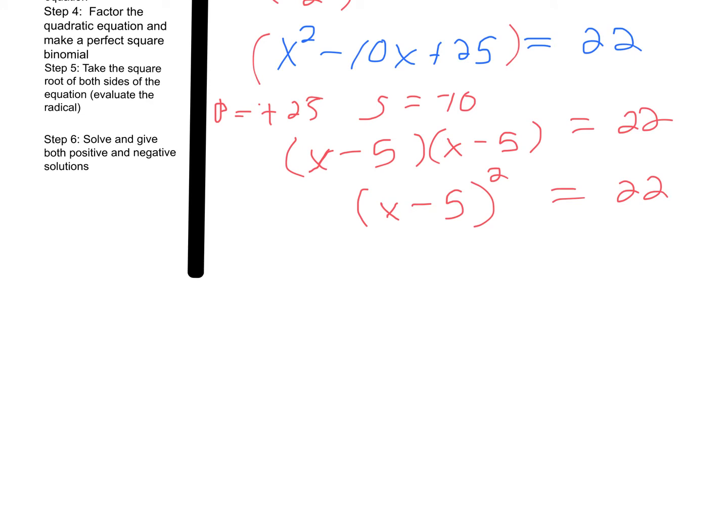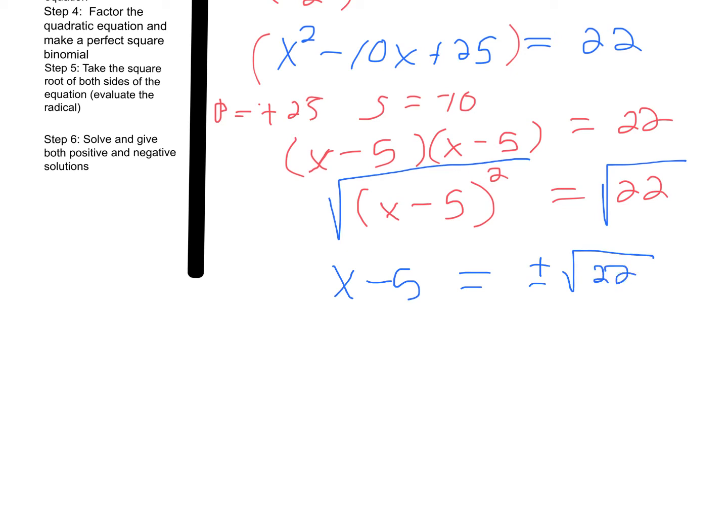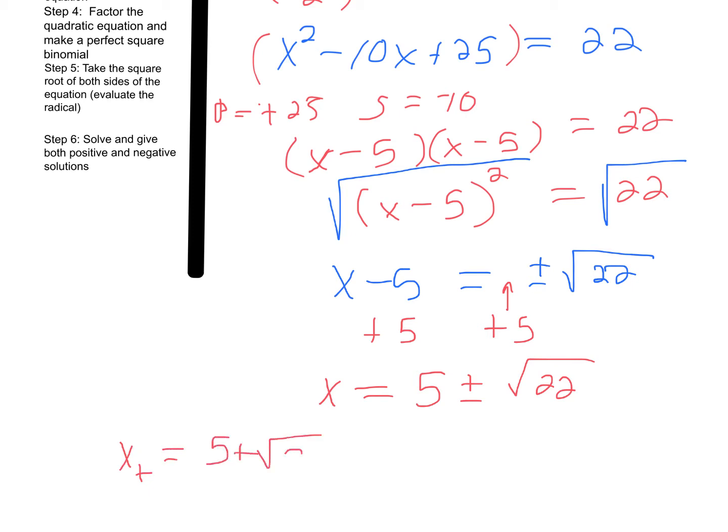Alright, now our next step, take the square root of both sides. So let's take the square root, like so. So x minus 5 equals plus or minus. Now we try to break down the radical, and there are no perfect squares in 22, so radical 22. Now, let's solve the remaining equation, so let's add the 5. So x equals 5 plus or minus radical 22. Now again, if you have to break it apart, the positive x says we do 5 plus radical 22.